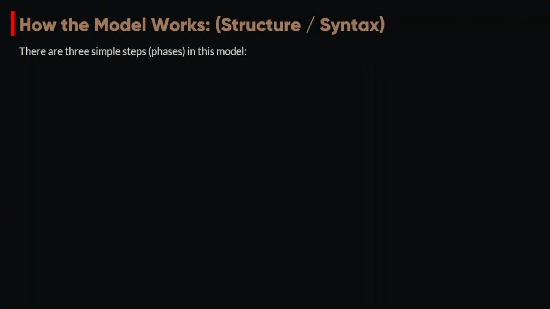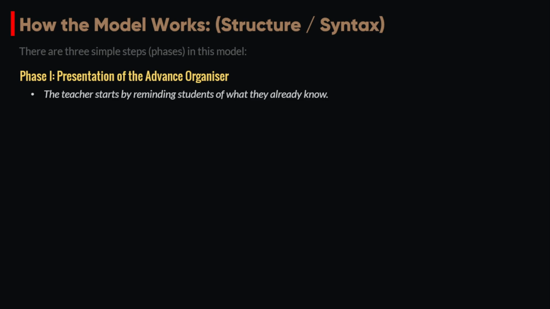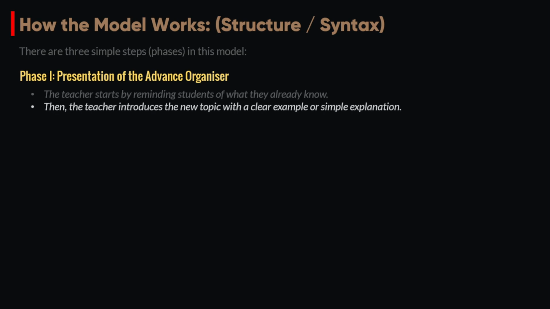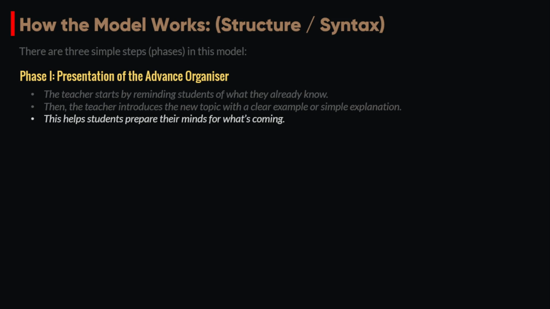There are three simple steps in this model. First, presentation of the advanced organizer. The teacher starts by reminding students of what they already know. Then the teacher introduces the new topic with a clear example or simple explanation. This helps students prepare their mind for what's coming.